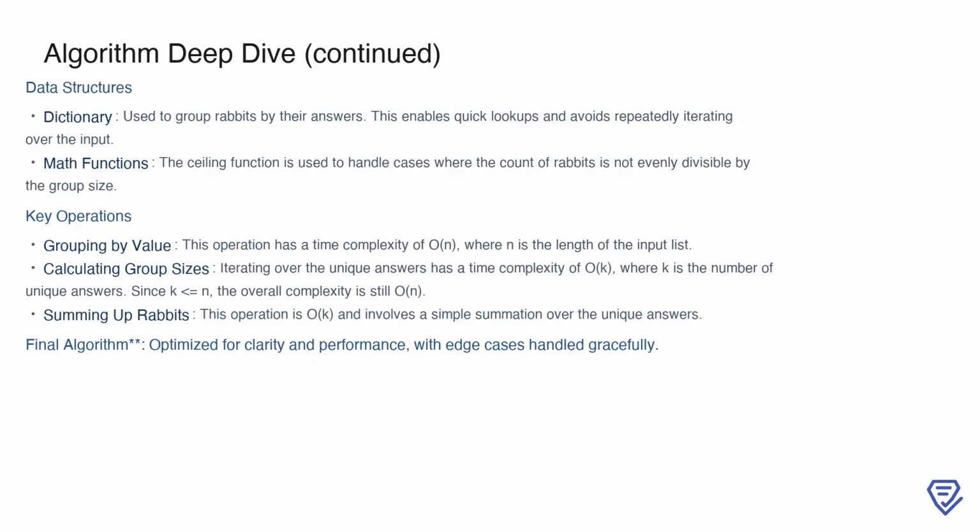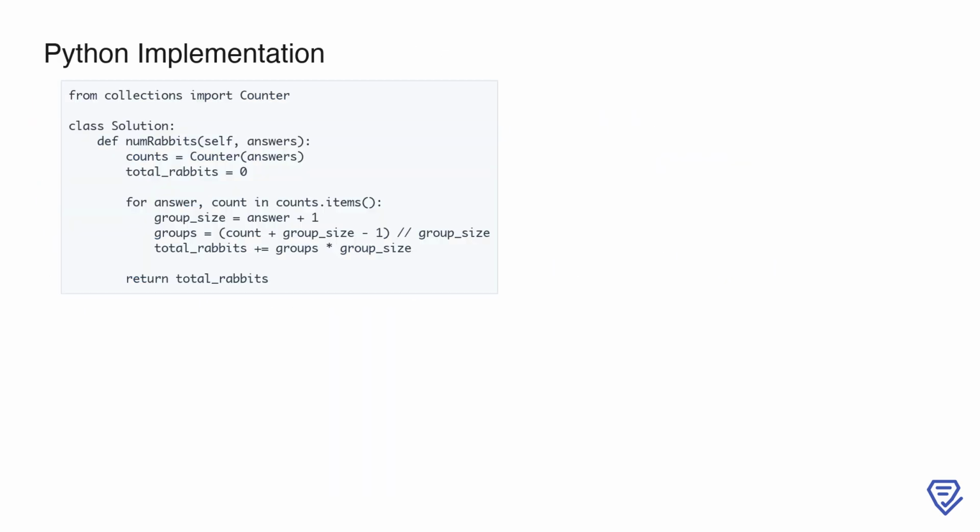The final algorithm is optimized for both clarity and performance. It leverages mathematical calculations to avoid unnecessary simulation and handles edge cases gracefully, ensuring the solution is both accurate and efficient for any valid input. This Python implementation solves the LeetCode problem number 781, Rabbits in Forest, by calculating the minimum number of rabbits in the forest based on their answers.